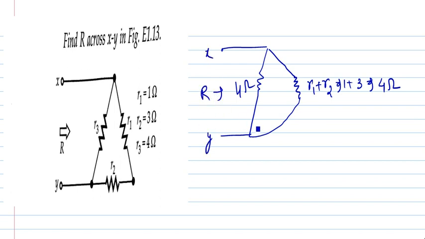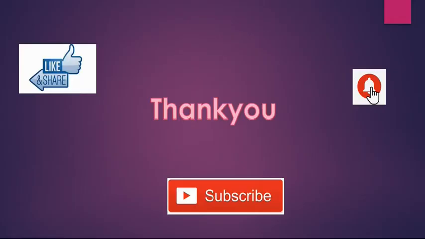These 4 ohm and 4 ohm are connected in parallel. That means R is equal to 4 parallel 4, which is 4 by 2, that is equal to 2 ohm. Did you understand each and every question?